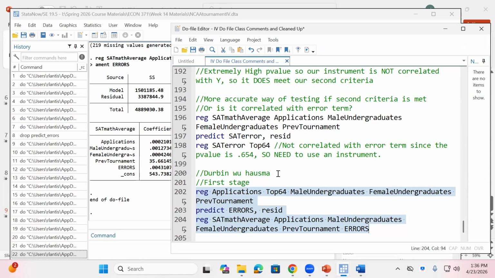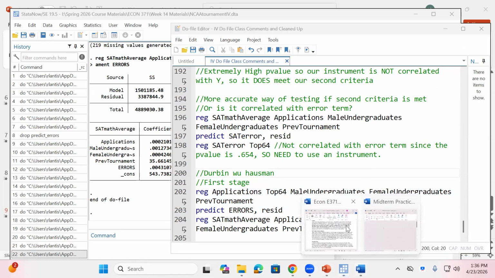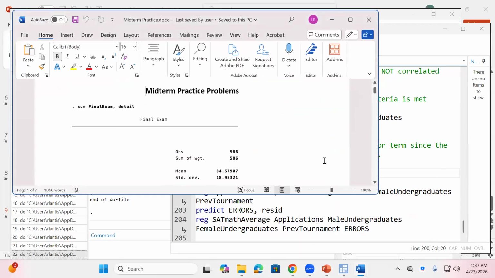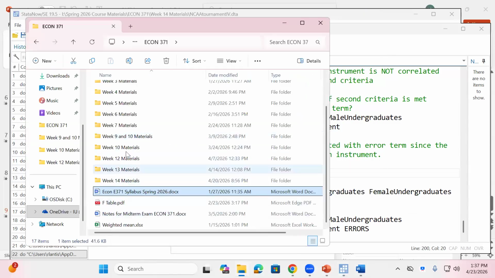Any other questions on this example before we move on here a little bit? Okay. All right. So that really does it for all of our new material. So we don't want this. I accidentally opened up the midterm practice, so that won't help us. So let's go back here.